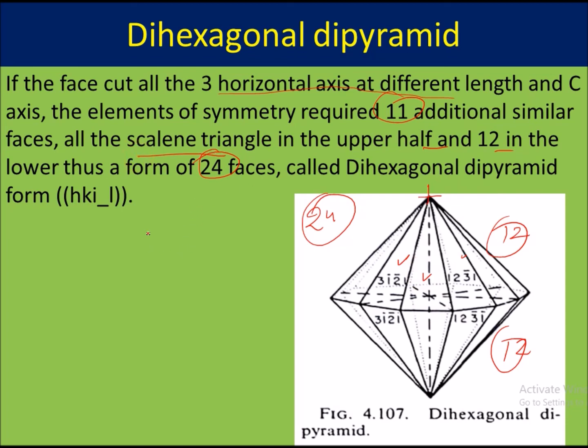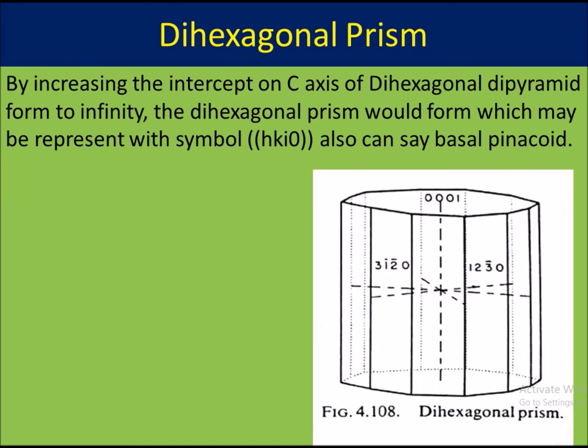So when you identify the various forms, you have to keep in mind what the intercept of the face on the axis is, what the shape of the faces is, as well as the number of faces in that particular form. This is important to identify a particular form.